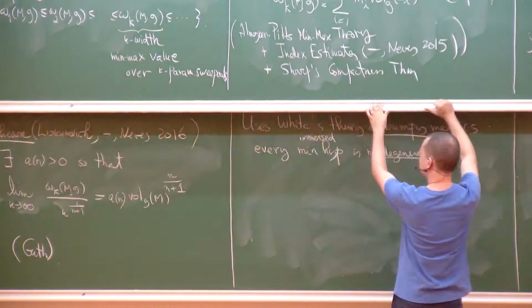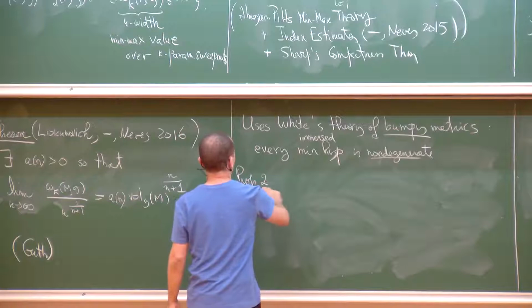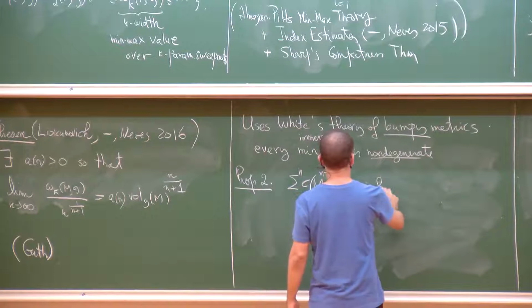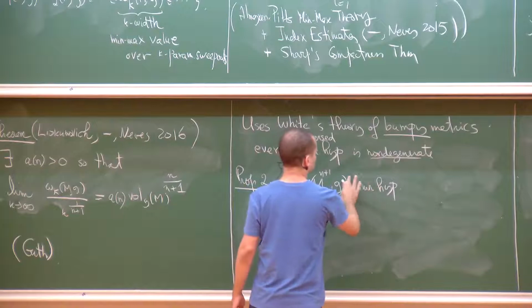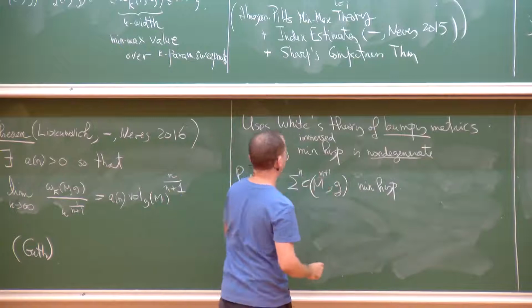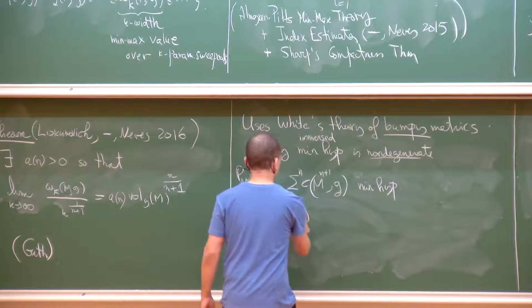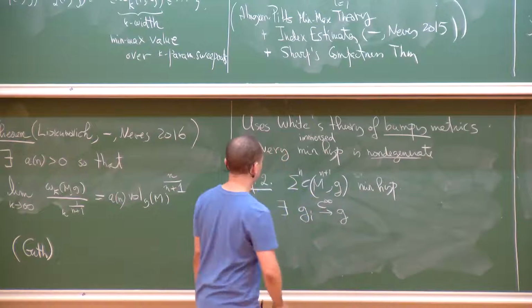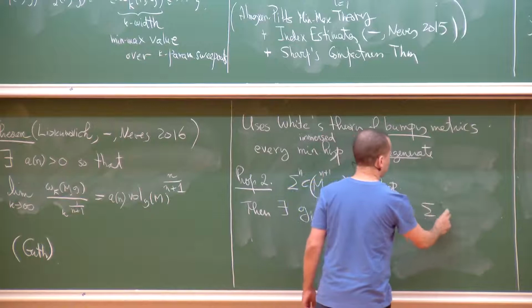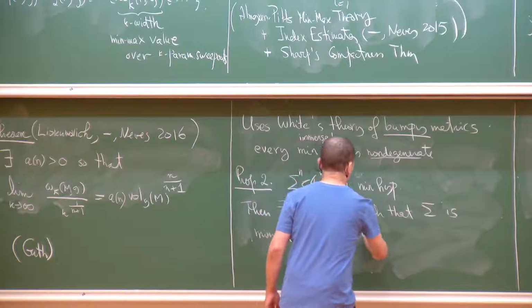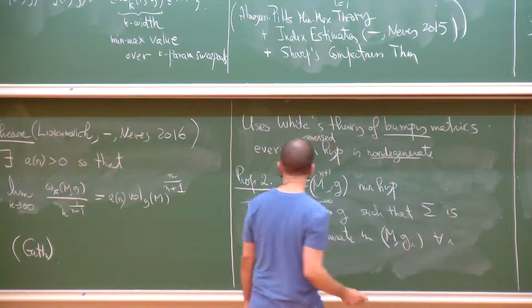So here's proposition number 2. If you give me a hypersurface sigma in some manifold M, and if this is a minimal hypersurface, say embedded, well, it's implicit that it's embedded, then we can find an arbitrarily small perturbation of the metric so that sigma remains minimal but becomes non-degenerate. So there's going to be a sequence of metrics g_i which converge to g in the C infinity topology such that sigma is still minimal, but now it's also non-degenerate in (M, g_i) for every i. Okay, so this is simple to prove.